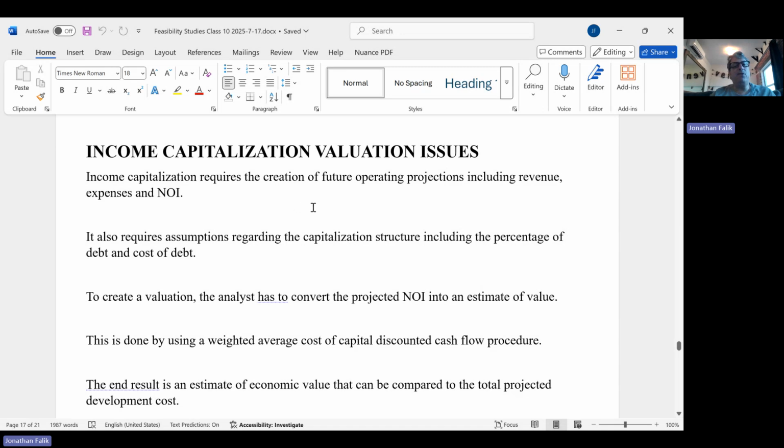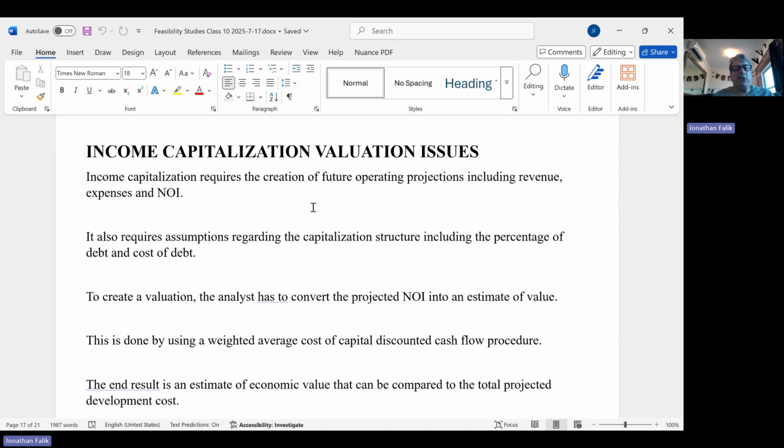Okay, so the income capitalization issues, we talked about it earlier. It requires the creation of future projections, including revenue, expense, and NOI. The example I like to use in class is, if people don't know what they're having for dinner on Saturday night, how are they going to determine 5 years or 7 years of projections of operating expenses for a hotel, or of what the occupancies will look like? We don't, right? We make the best assumptions and projections we can, given the data and the research that we do.